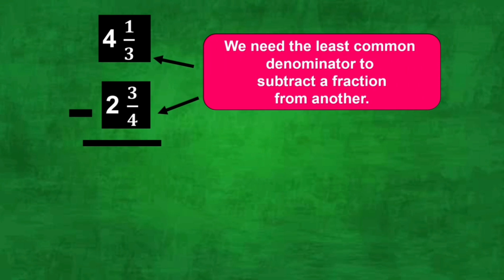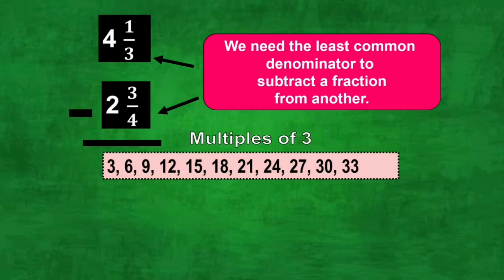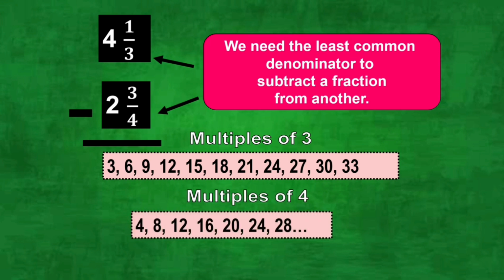Let's have our last example. 4 and 1/3 minus 2 and 3/4. Again, we need the least common denominator to subtract a fraction from another. So list the multiples of 3 and the multiples of 4. So the LCD of 1/3 and 3/4 is 12.